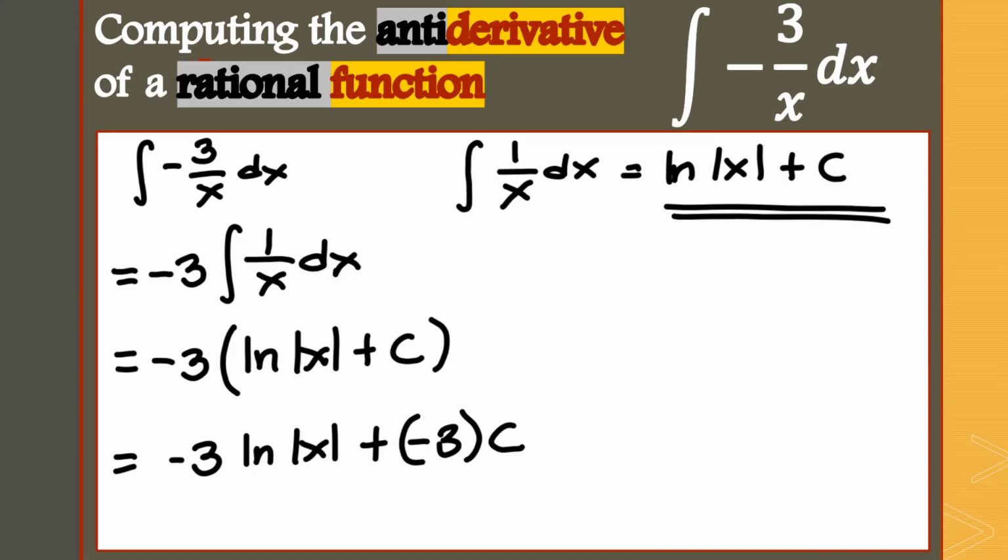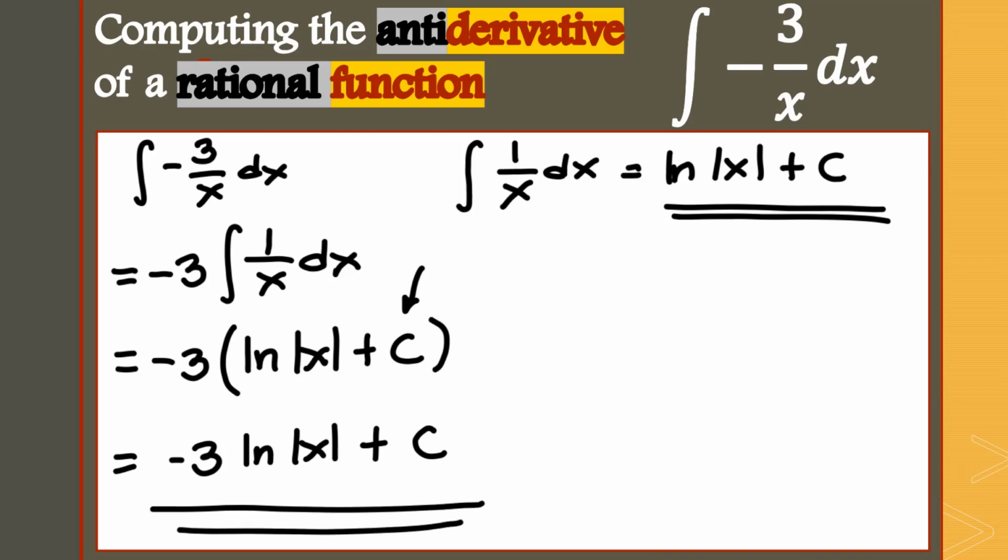Or generally, since this is an arbitrary constant, we just use the value c for any constant that would represent negative 3 times c. This is the antiderivative of our given rational function, the integral of negative 3 over x dx.